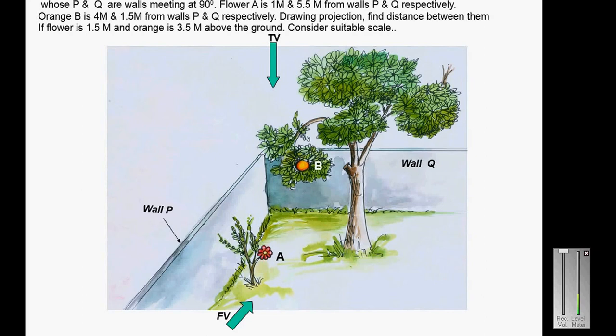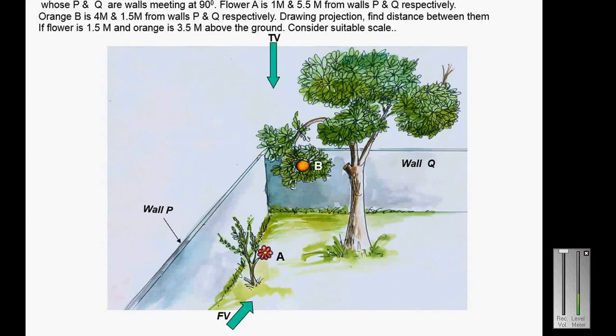And the orange B, consider another point. So B is another point which is 4 meter from wall P and 1.5 meter from wall Q. Then draw the projection of this and find the distance between them. What about the distance from the flower A to orange B? If the flower is 1.5 meter and orange is 3.5 meter above the ground, consider a suitable scale.